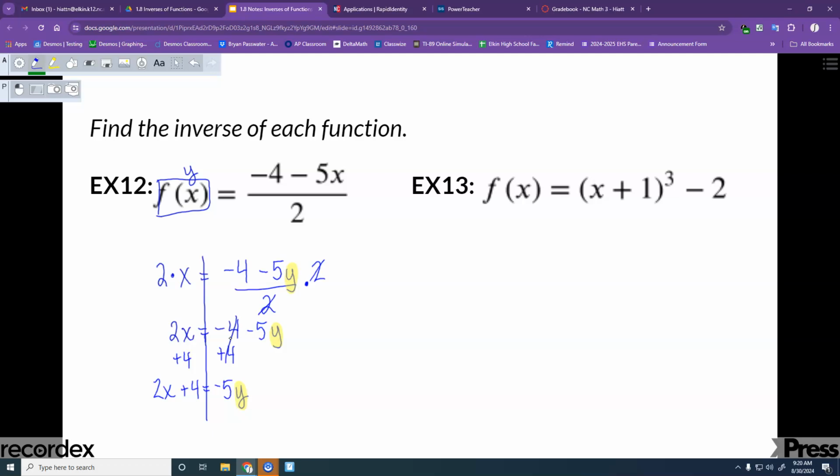So, Victor, I got a negative 5y. How am I going to get rid of that negative 5? We're going to divide. Very good. It feels a little like you should add the 5, but it's right next to the y, so we need to divide, right? So we're going to divide by negative 5 and divide by negative 5 over here. And that'll get rid of this. So we would write our final answer as f inverse of x equals 2x plus 4 over negative 5. Okay?